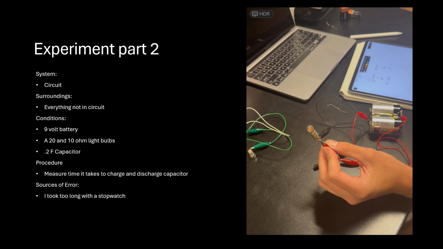The system in this case was a circuit. The surroundings were everything not in the circuit. Conditions were a 9-volt battery, 20 and 10 ohm light bulbs, and a 0.2 F capacitor. The procedure: we measured the time it took to charge and discharge the capacitor. Sources of error: I was going with the stopwatch, and I think I messed up the timing even after we redid it.